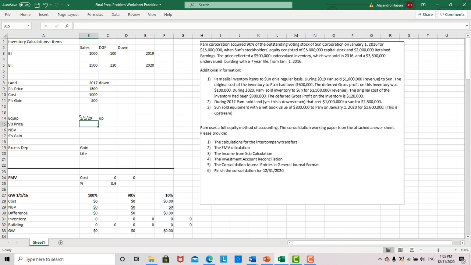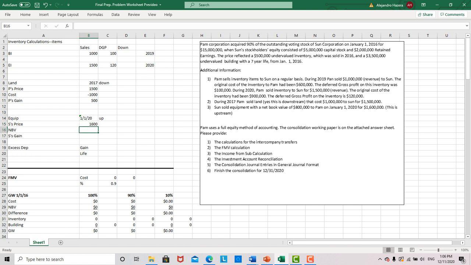Okay, so on 1/1/20, I'm looking at number 3 here. This is upstream, and that's why I put this as upstream. Sun sold equipment with a net book value of $100,000 to Pam on 1/1/20 for $600,000. This is upstream. So you need to calculate two things that are going to throw your current income off. One is the gain. S is going to record a gain on this transfer. And then the other one is that P is going to be recording too much depreciation. Let's get this gain down first.